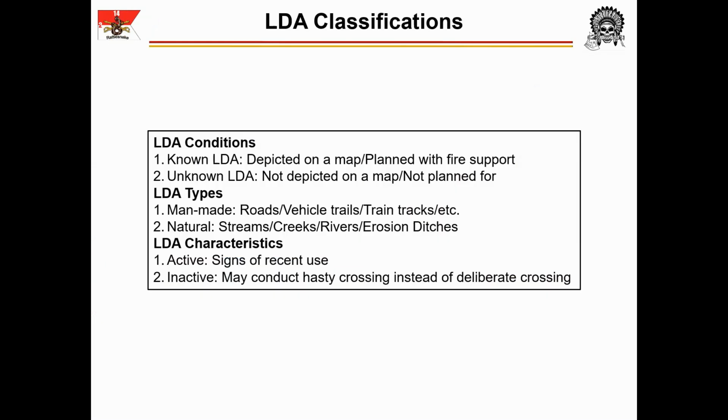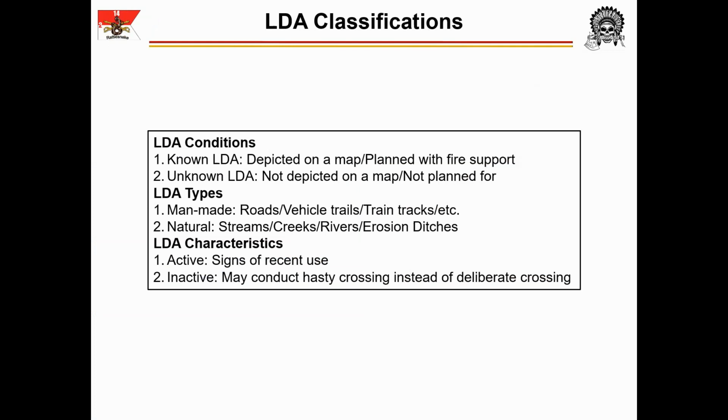LDAs have different classifications. They are either known, meaning that the team anticipates the crossing and has a deliberate plan in place to do so, or unknown, meaning that the team could not foresee the LDA's existence as it was not on the map or imagery. LDAs come in two types, man-made and natural. Man-made LDAs are more likely to have a threat presence than natural LDAs.